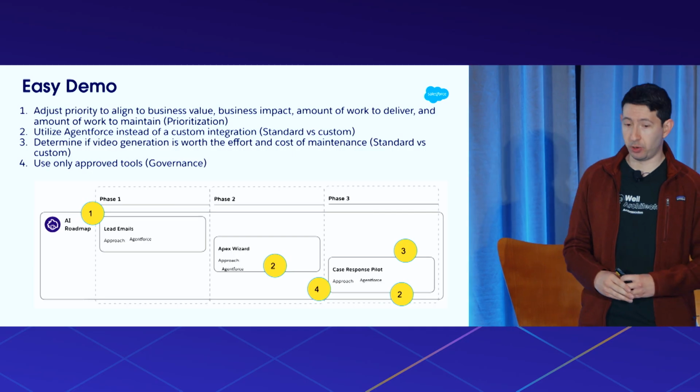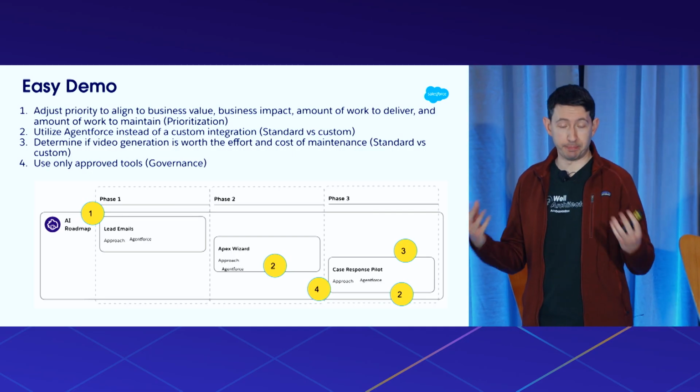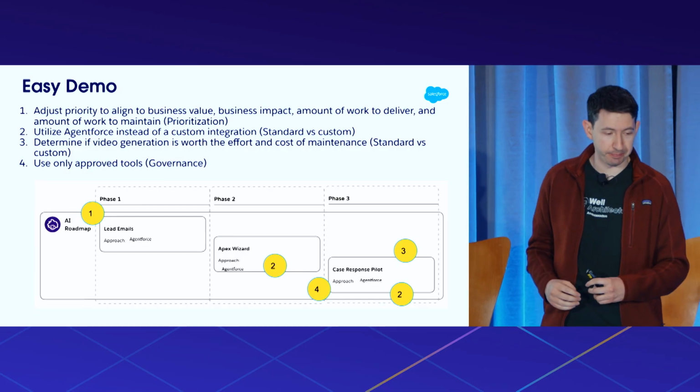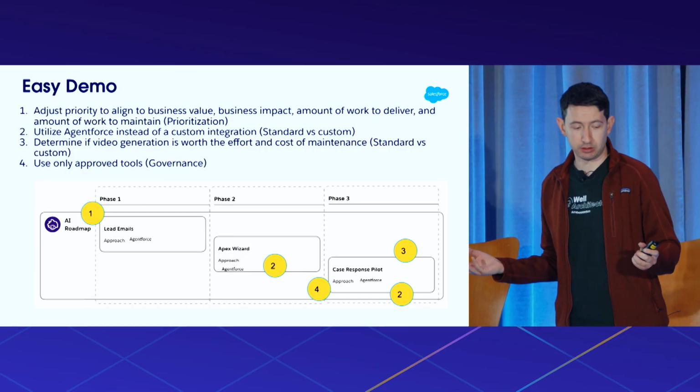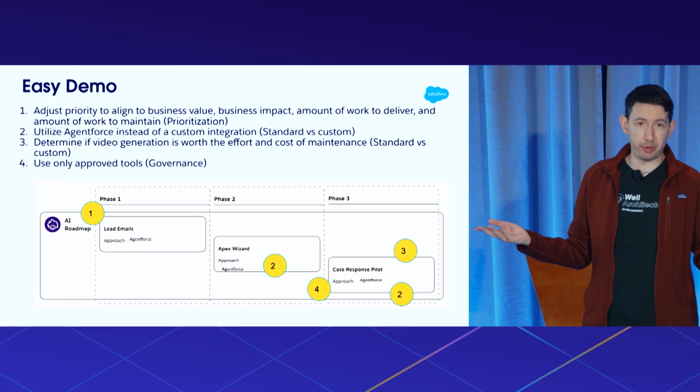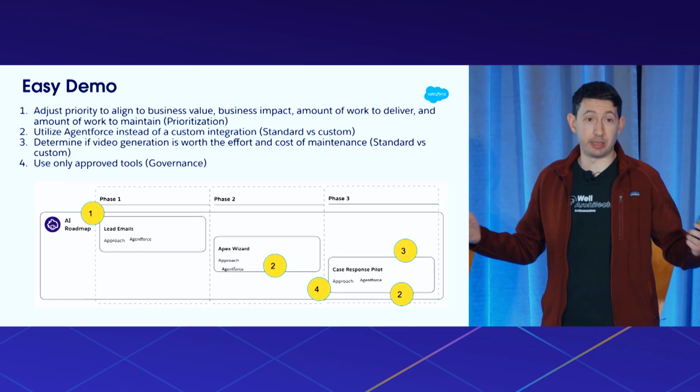We might adjust the priority to align our business value and our business impact, the amount of work to deliver. Somebody mentioned it'll be easier to tackle leads, and the amount of work it takes to maintain. So lead emails maybe should be first. And since they're leads, potentially we can use Agentforce for that. We don't need necessarily a custom integration with OpenAI.